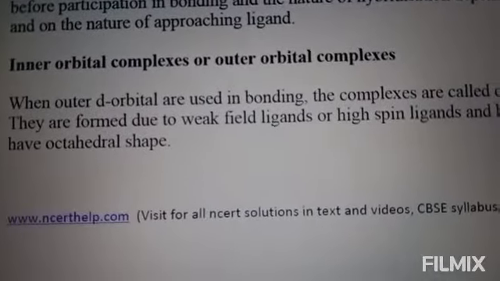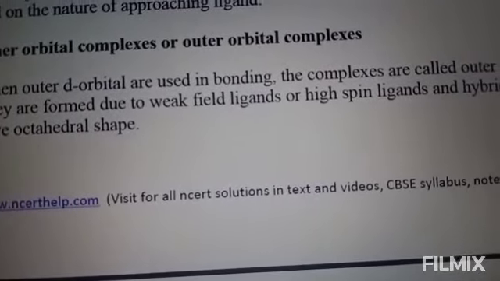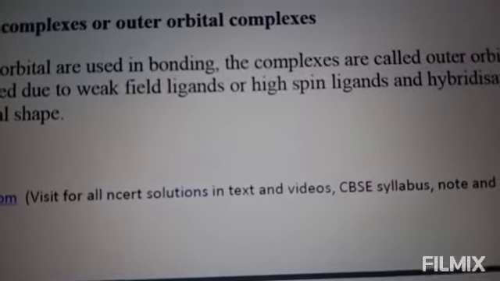Okay, today we will see about the inner orbital complex or outer orbital complex. When outer d orbitals are used in bonding, the complex is called an outer orbital complex. They are formed due to weak ligands or high spin ligands, and the hybridization is sp3d2. They have octahedral shape.